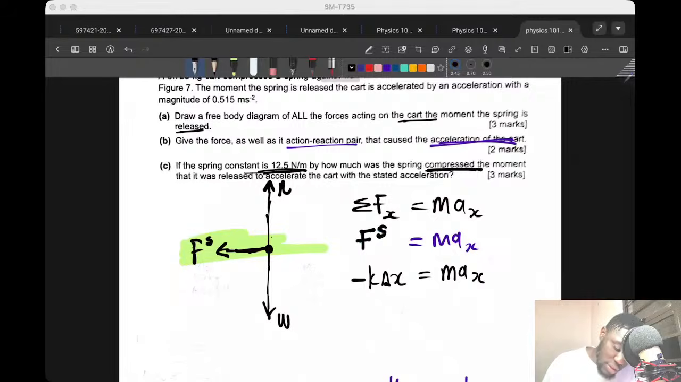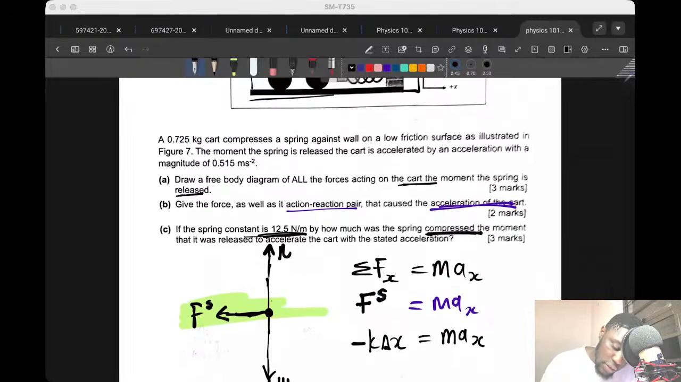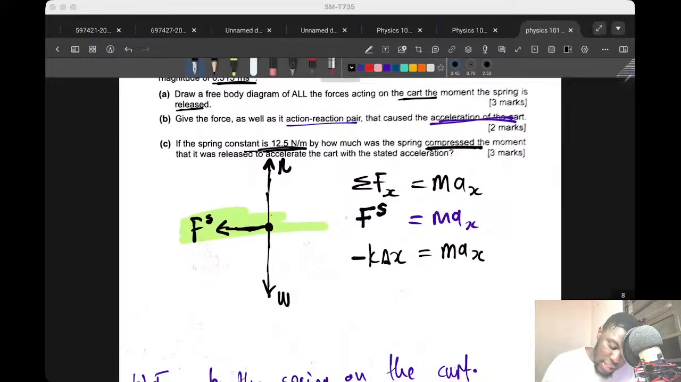Compressed the moment that it was released to accelerate. Here, let's go and find that acceleration. The spring is released with an acceleration of 0.5 what. Now remember that this was negative because this force was facing the left. And it will also be a negative K delta X, because this is a force by the spring. So this Fs is the negative K delta X. Then this negative quantity is the one which goes here.